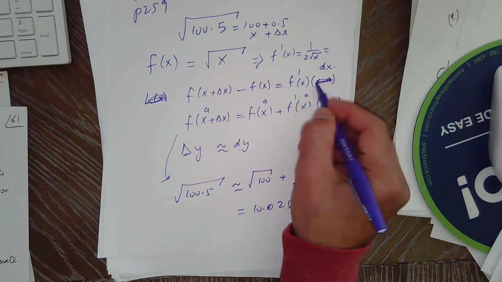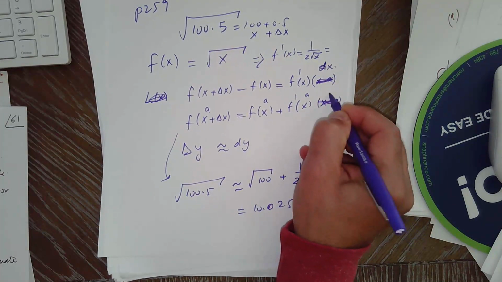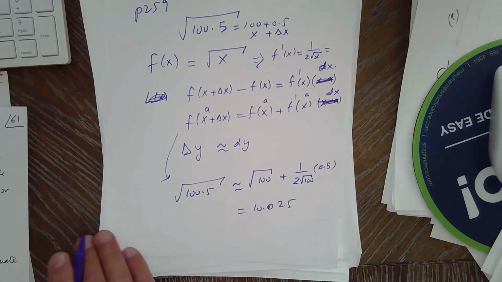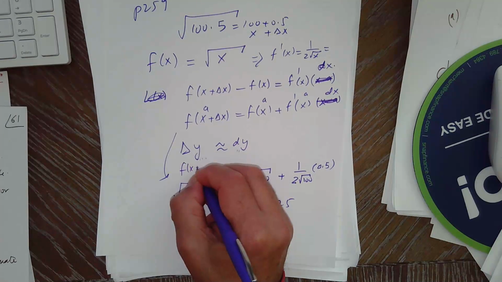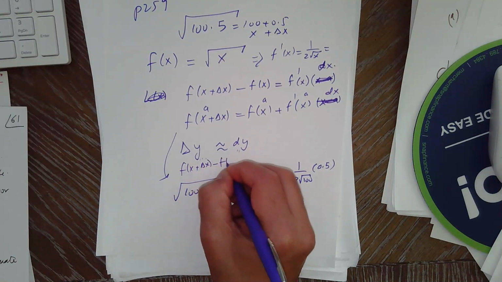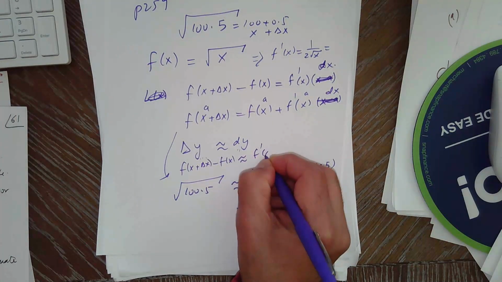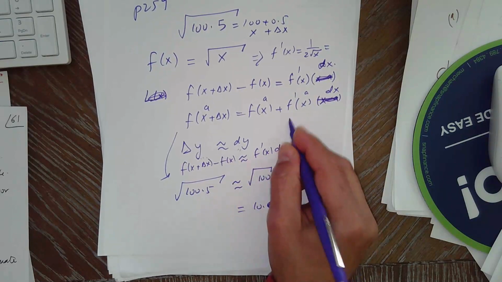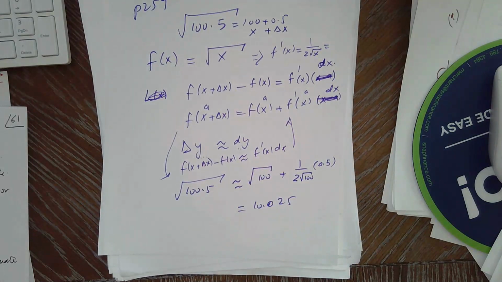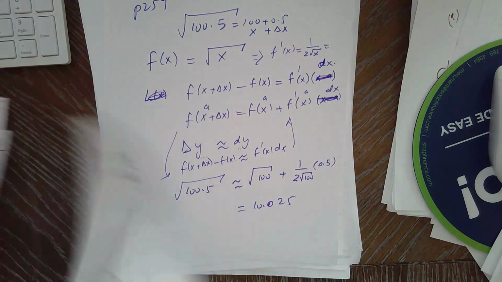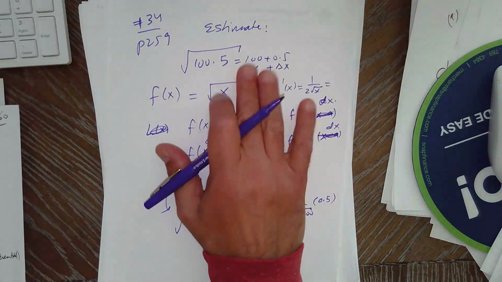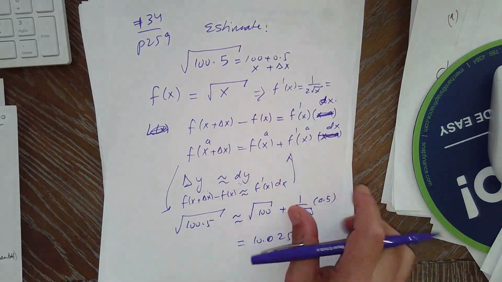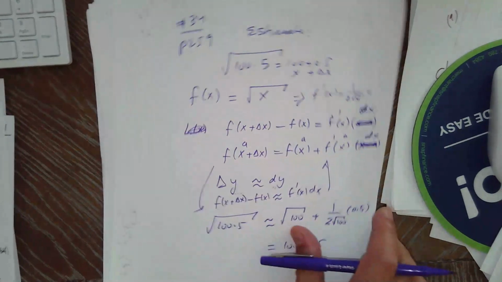You can use the dx here. That's what I used. I don't want to confuse you here. So you always use delta y is roughly dy. Delta y is f of x plus delta x minus f of x, and dy is f prime of x dx. That's where this came from. And I always like to ask a question similar to this on the test. So this is a hint for those of you who are watching the video.